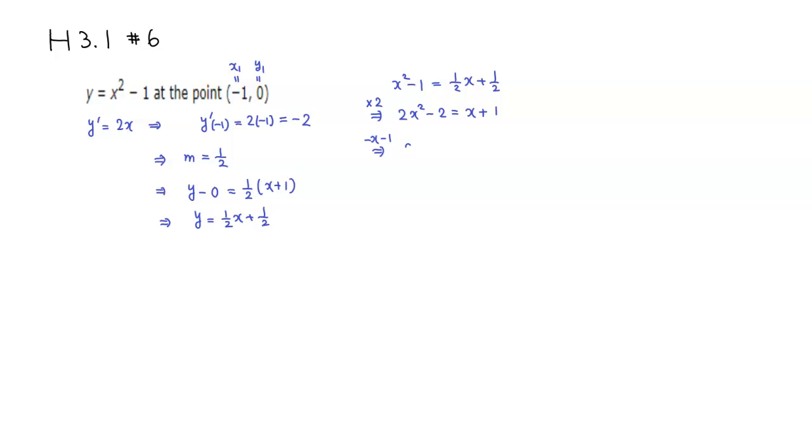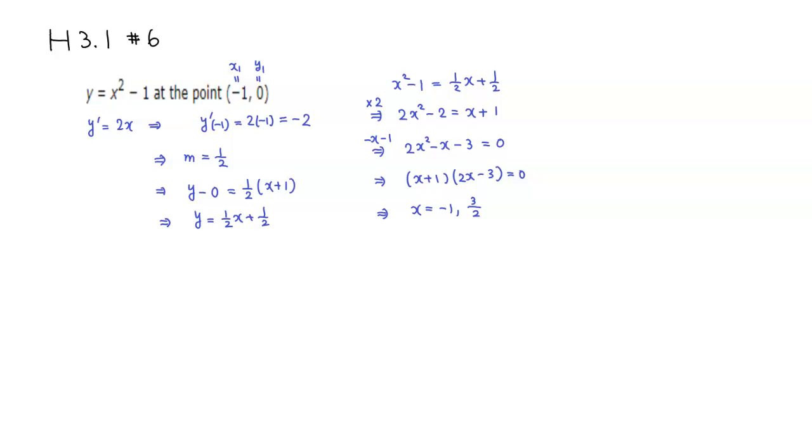So you get 2x squared, and then we're subtracting x and subtracting 1, so it's negative 3, and there's nothing left on the right. Then we can factor this. We know that one factor is x plus 1, and the other is 2x minus 3, equal to 0. So x is going to be negative 1, or x is 3/2.